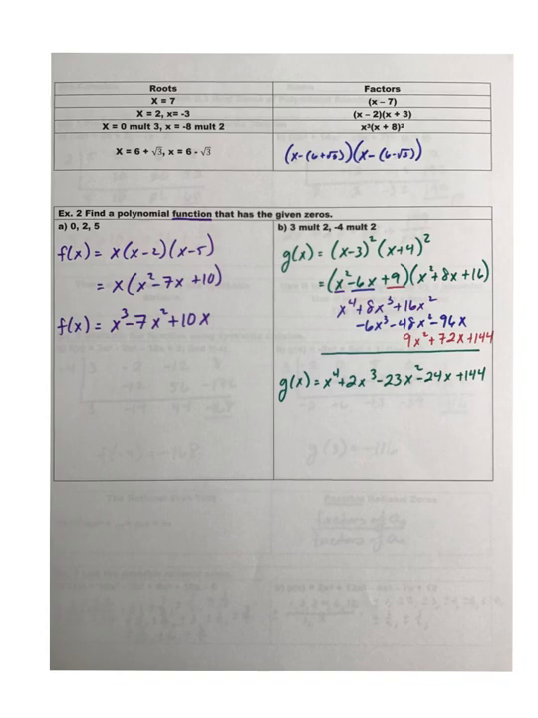All right, so B, 3 with a multiplicity of 2. So the 3 is x minus 3. Because of the multiplicity, it's squared. Negative 4 gives us x plus 4. Multiplicity 2, squared. So I'm going to square this first and get x squared minus 6x plus 9. I'm going to square this second and get x squared plus 8x plus 16.